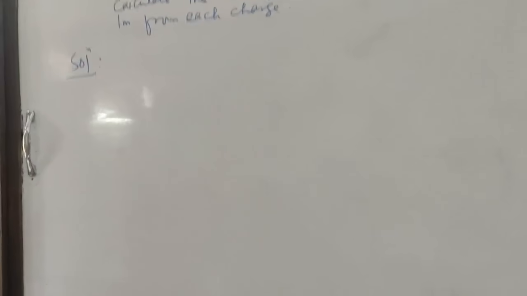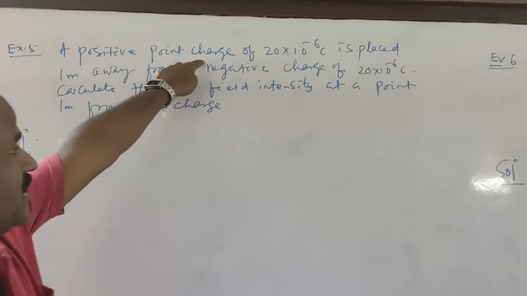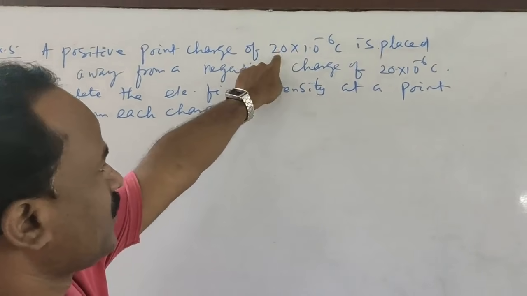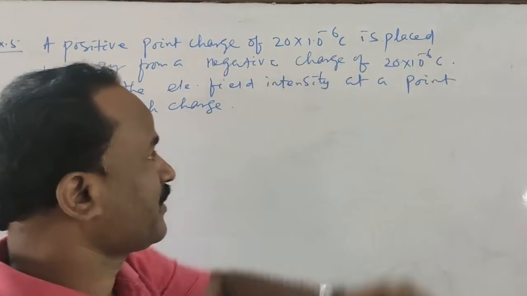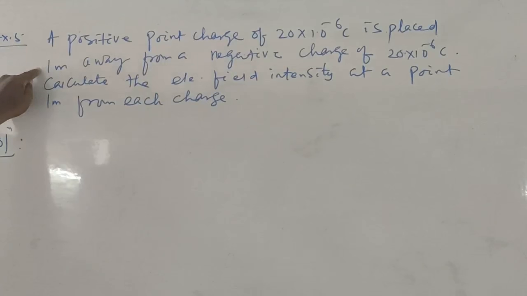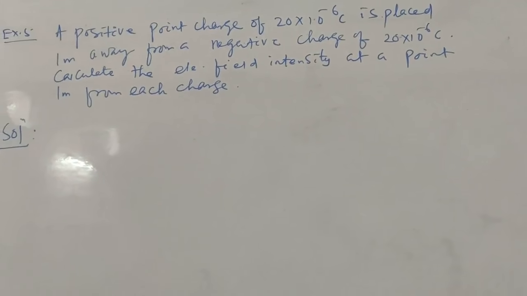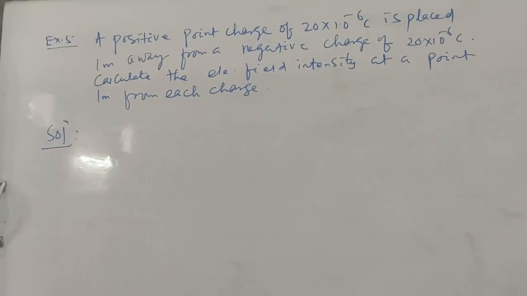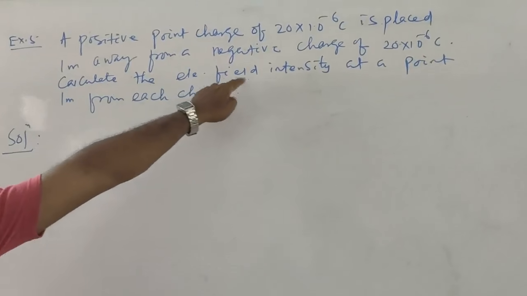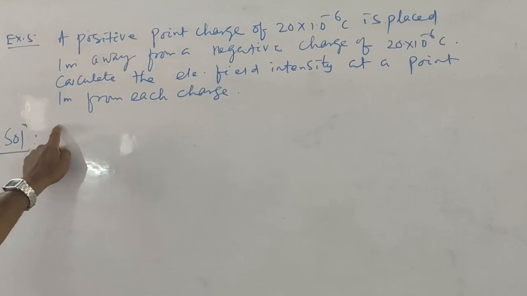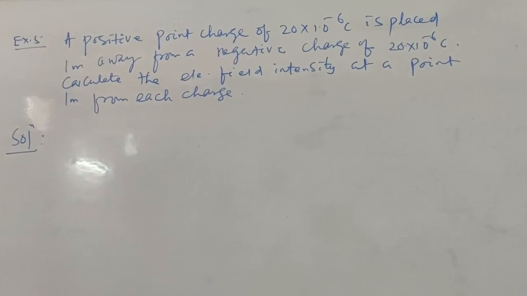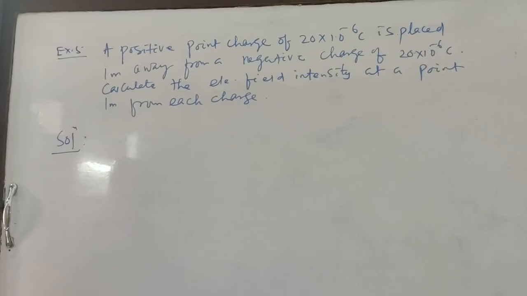Next question. A positive point charge of 20 × 10⁻⁶ coulomb is placed 1 meter away from a negative charge of 20 × 10⁻⁶ coulomb. Then calculate the electric field intensity at a point 1 meter from each charge.